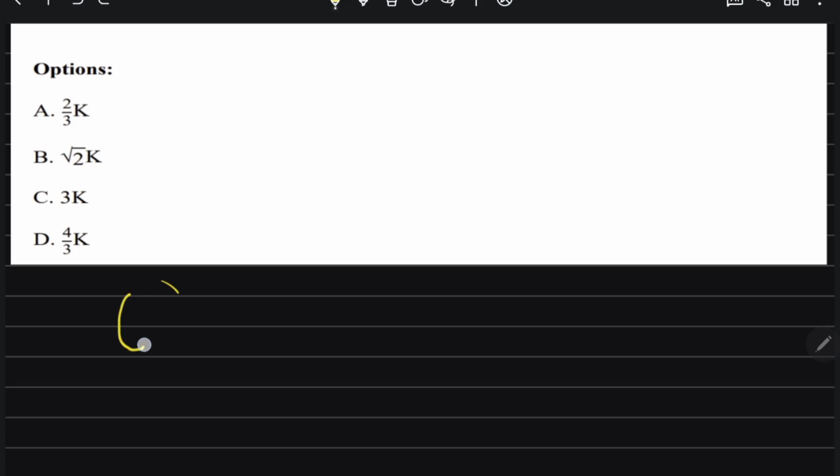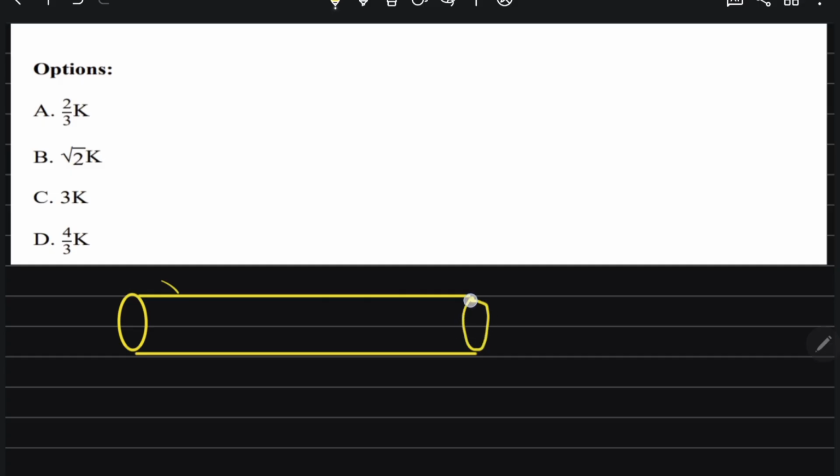Just I make the, it is like this, and it is also like this.